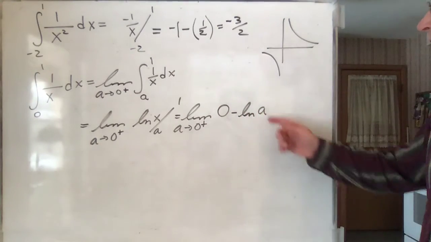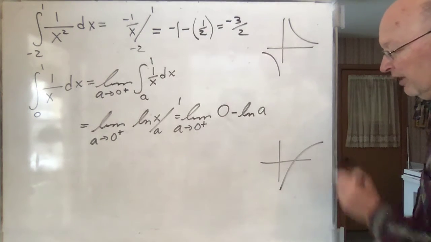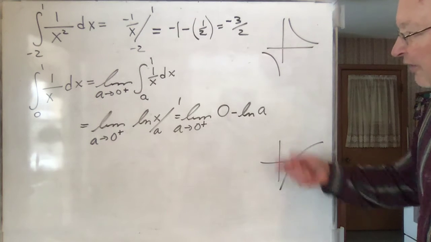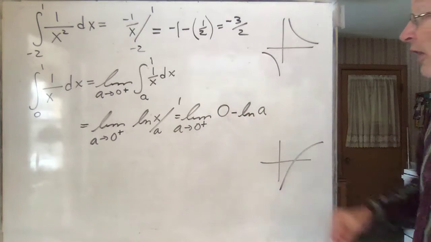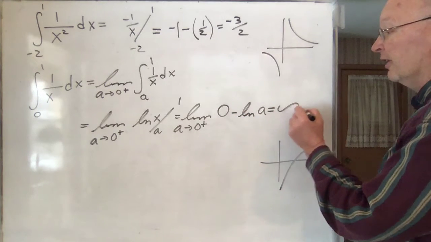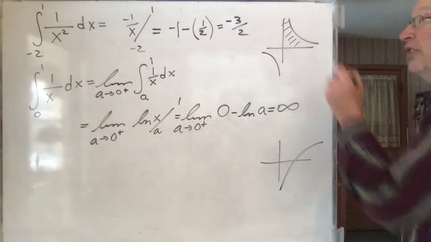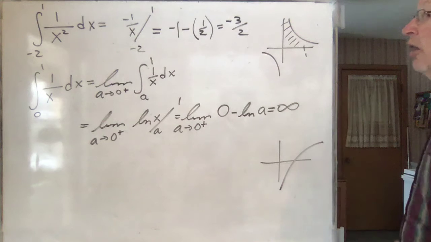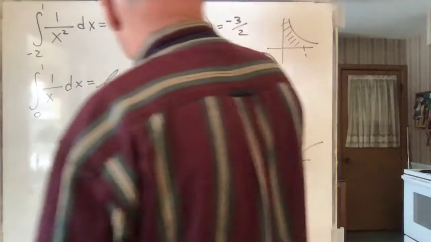What happens to that? Well, what does the ln of a look like? Here's the ln of x. As you go to 0, that goes to minus infinity. So this thing here is approaching minus infinity with a minus in front. It's going to go to positive infinity. So what do you know? That thing also blows up. The area underneath that thing from 0 to 1 also blows up. Okay, goes to infinity. Well, heck, does everything do that?